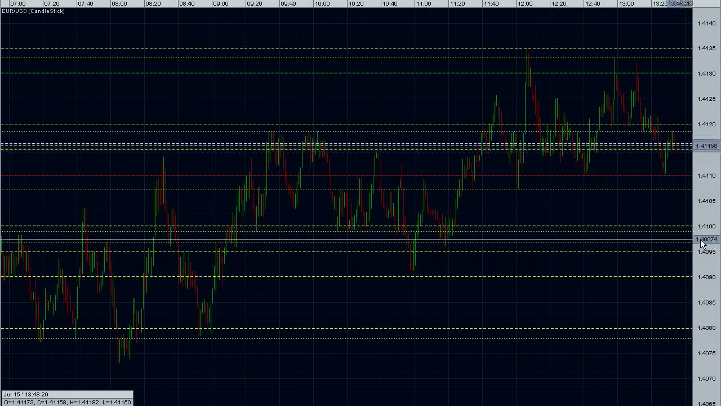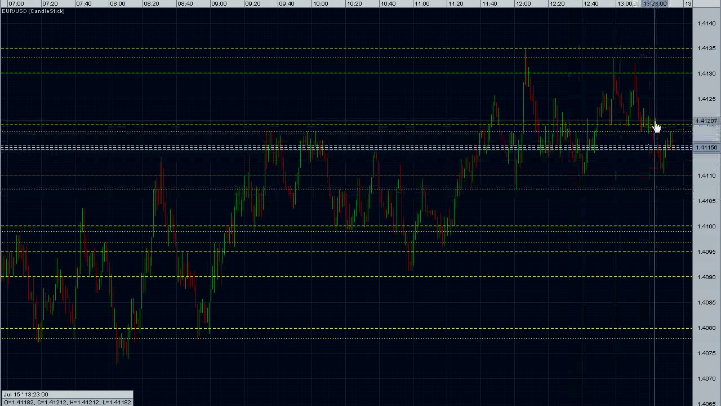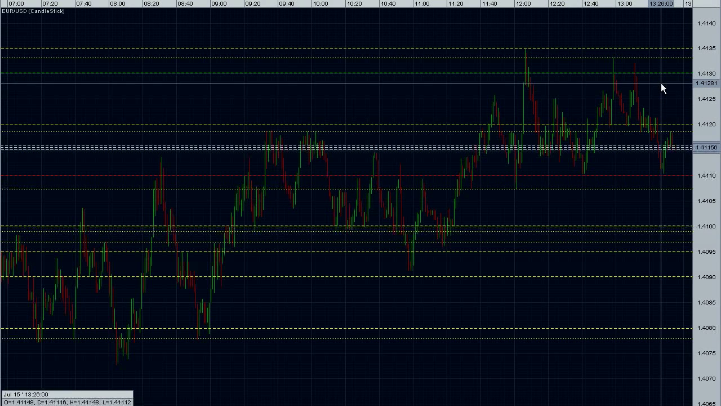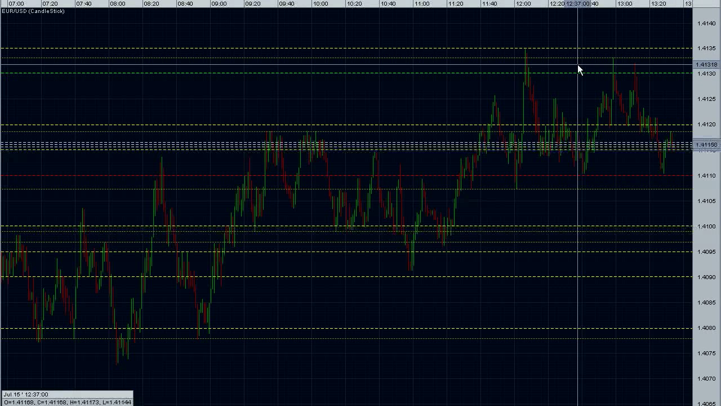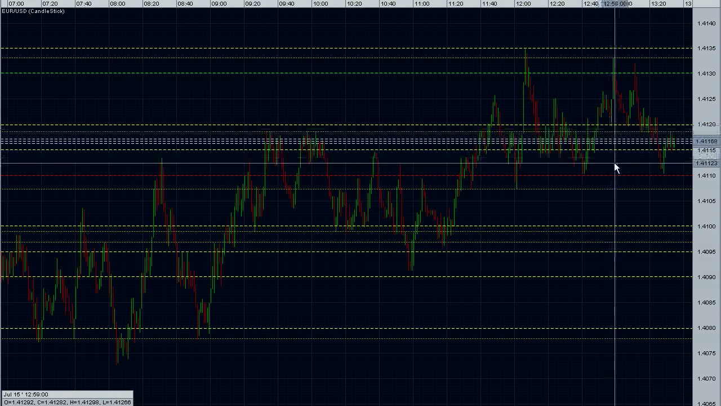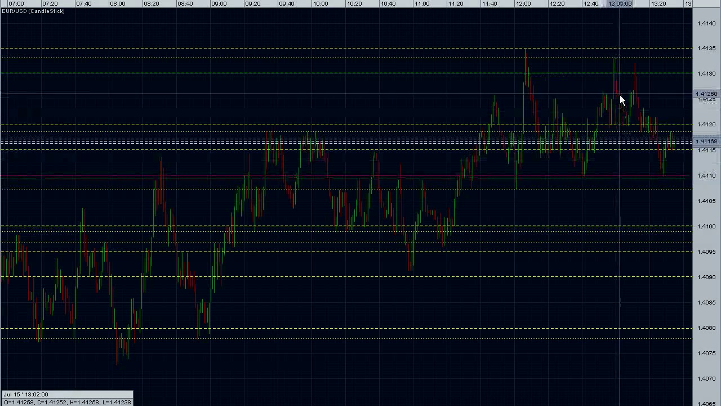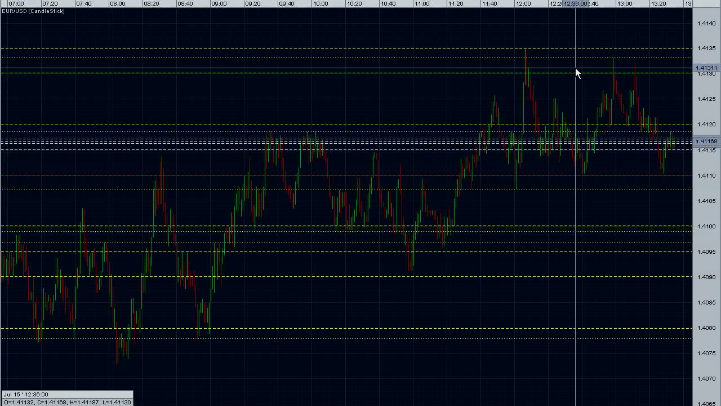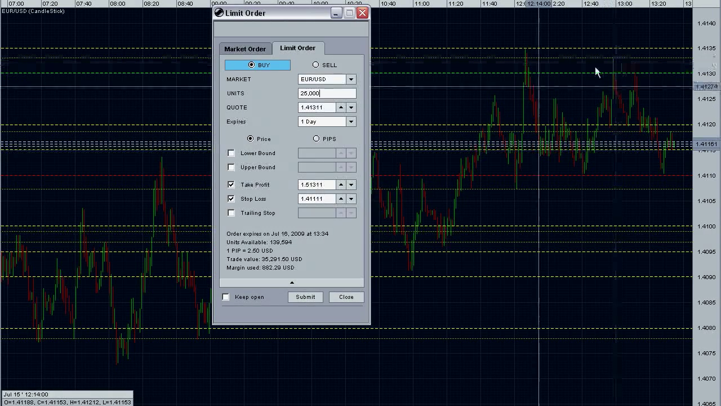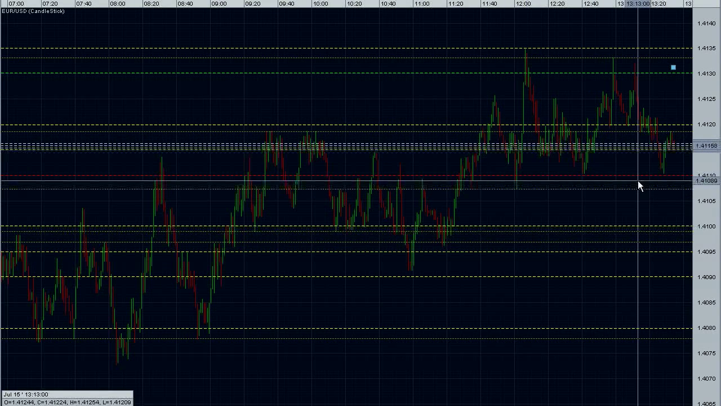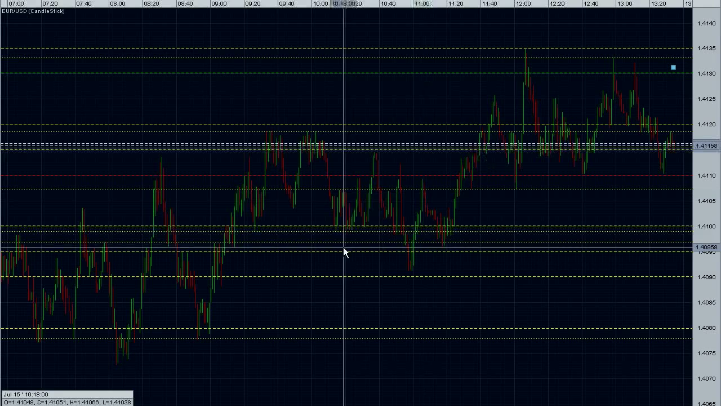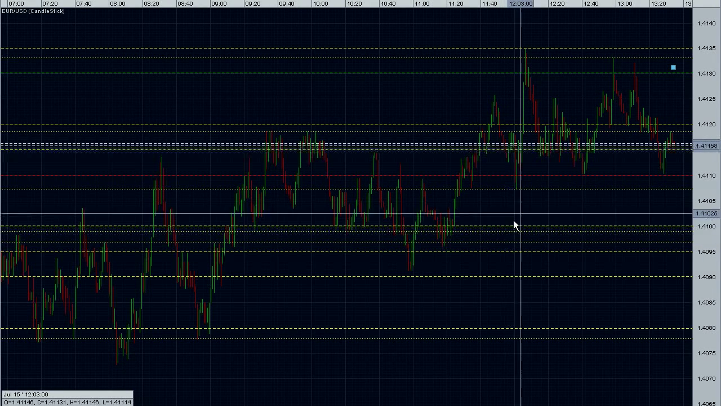Okay. And what that does for me is, I haven't been paying attention to this rule too much lately, but this rule is designed to make me wait until he breaks one of those two levels before making an entry. What I'll typically do is I'll set limit orders at these levels, and wait for him to break. Once he breaks, he triggers.